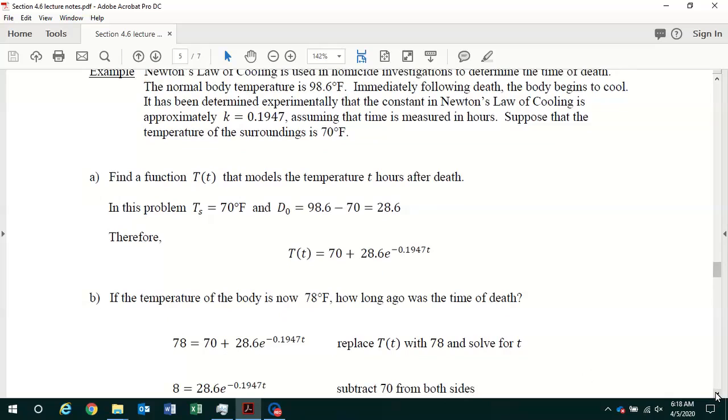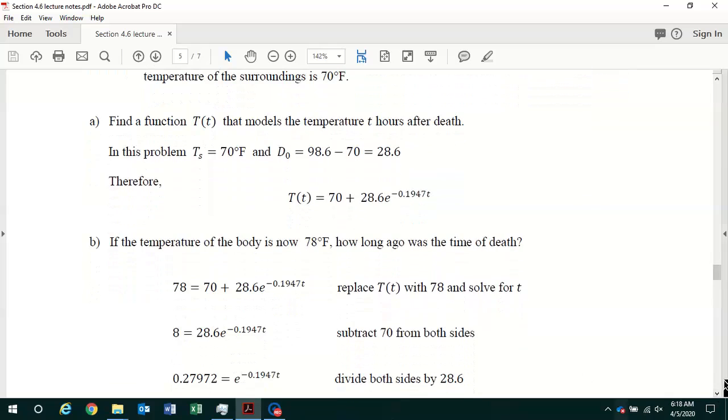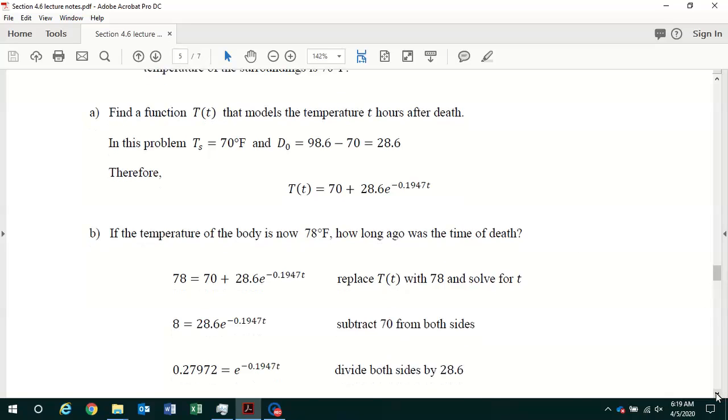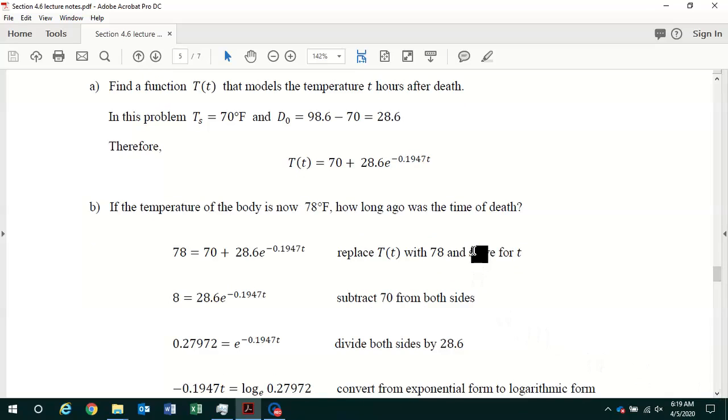So in part B, you're asked if the temperature of the body is now 78 degrees Fahrenheit, how long ago was the time of death? So to determine that, to estimate the time of death, we've got to replace capital T of little t up here with 78 and then solve for little t time. The value of little t will tell us how long the deceased has been dead. So replace capital T of little t with 78, and now we're going to solve for little t.